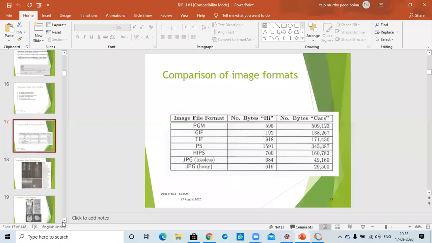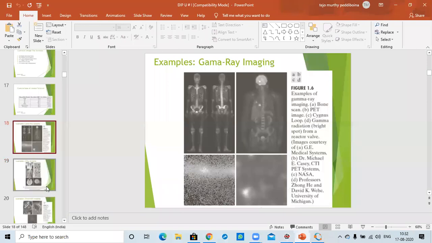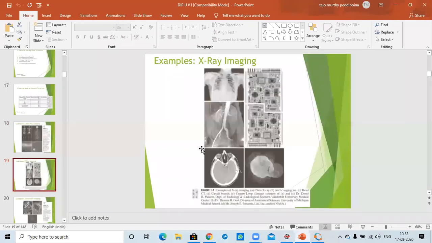And you see the examples for gamma ray imaging. So you can have a bone scanning, and with this radiation you can find out any cracks in our bones, or what is the shape of this bone, or what is the growth of this bone, and all those things you can find out with gamma ray imaging. That means you see there are X-ray images, gamma ray images, and UV rays, visible spectrum, and all the electromagnetic spectrum we are using, if you understand. So this is the example of X-ray images.